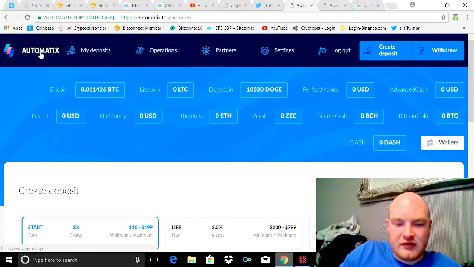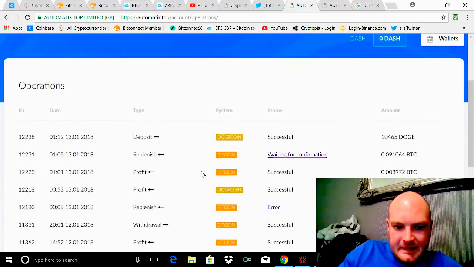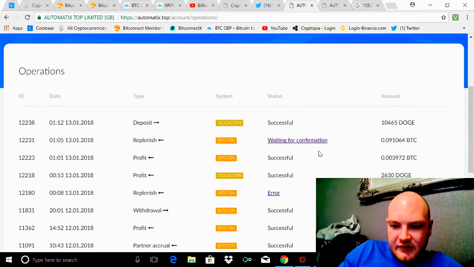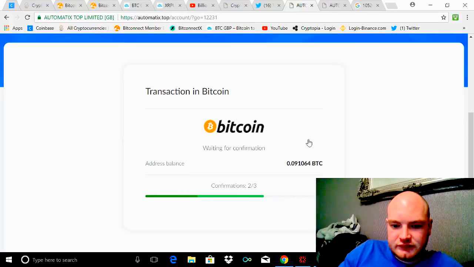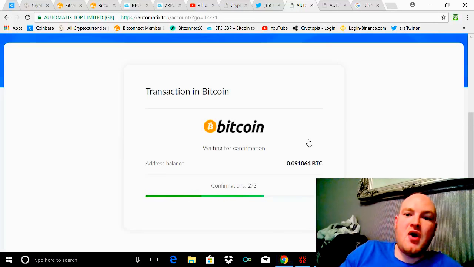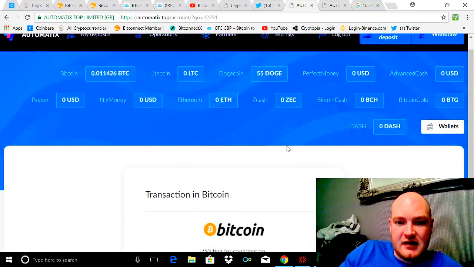So can I go into operations? Okay. Waiting for confirmation. So here we go. So Automatix takes 3 confirmations to do your loan, which is pretty quick.